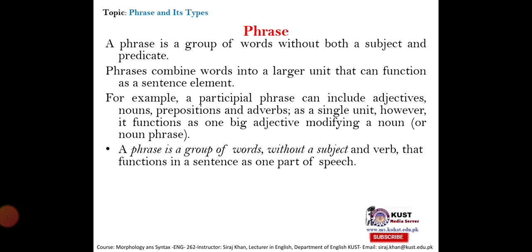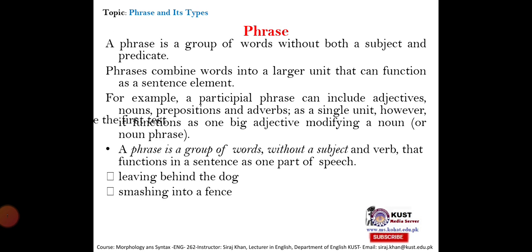A phrase is a group of words without a subject and verb. Verb here stands for predicate. So it is a group of words without a subject and a predicate that functions in a sentence as one part of speech. For example, leaving behind the dog, smashing into a fence, before the first test. These are some of the examples of phrases. Now, one by one, we will talk about phrases, as we are having the noun phrase.